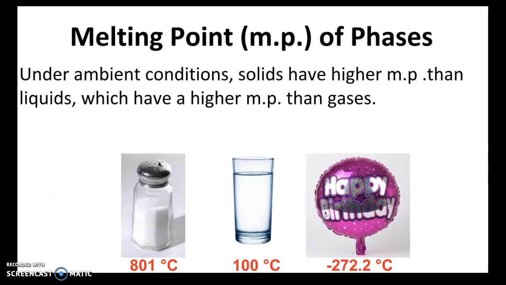Okay, before we go on to the rest of the properties, I just want to make a quick note about melting point, and I'm using this abbreviation MP, of phases. So under ambient, which means normal conditions, like if you walk into a room, that's ambient conditions. If you walk into a freezer, that's not normal. We don't live in freezers, so that would not be ambient conditions. But ambient just means normal conditions, like of a normal room. So under normal conditions, we'll say solids usually have a higher melting point than liquids, which have a higher melting point than gases. And I'm illustrating that here.